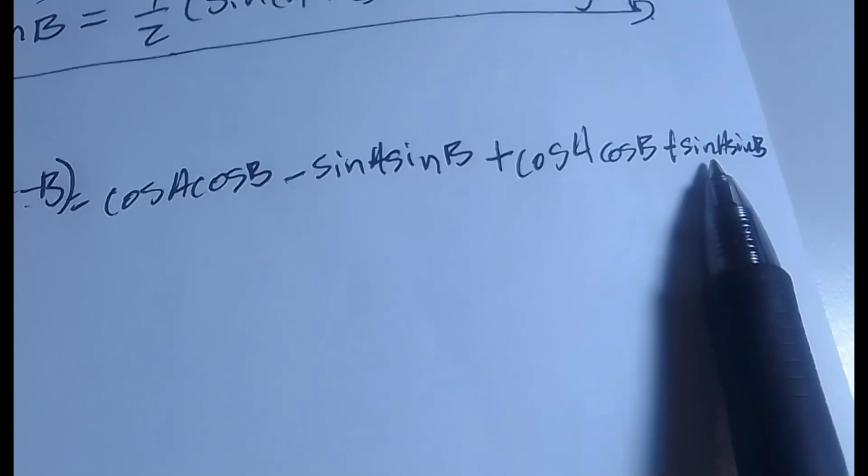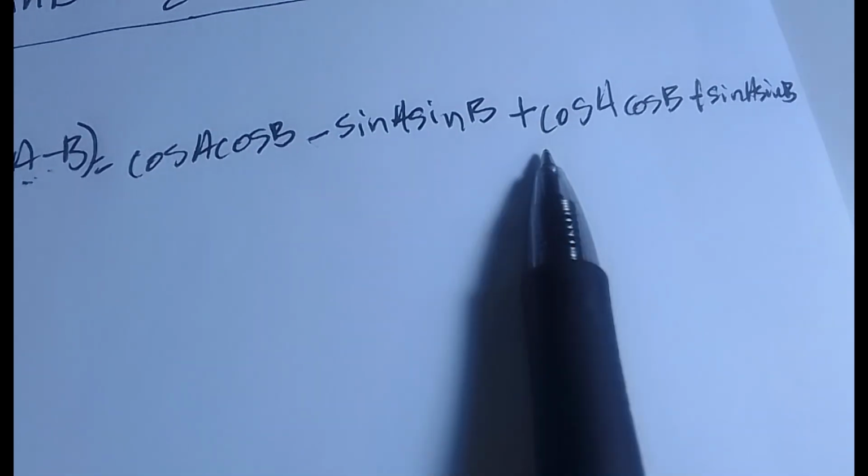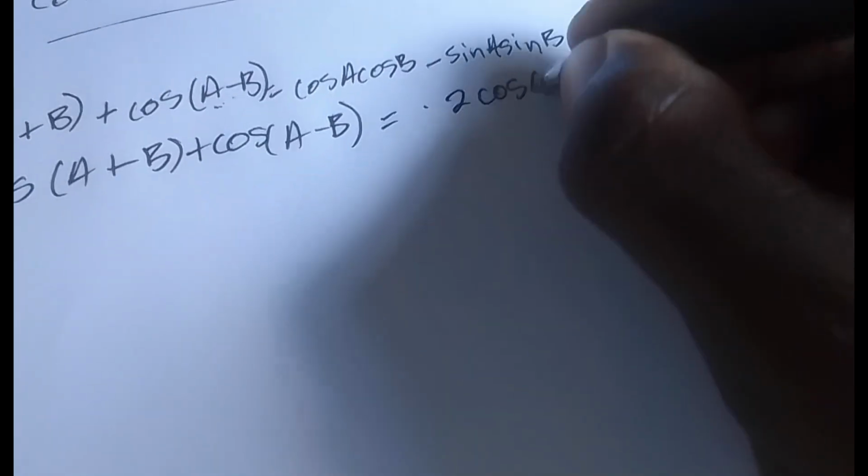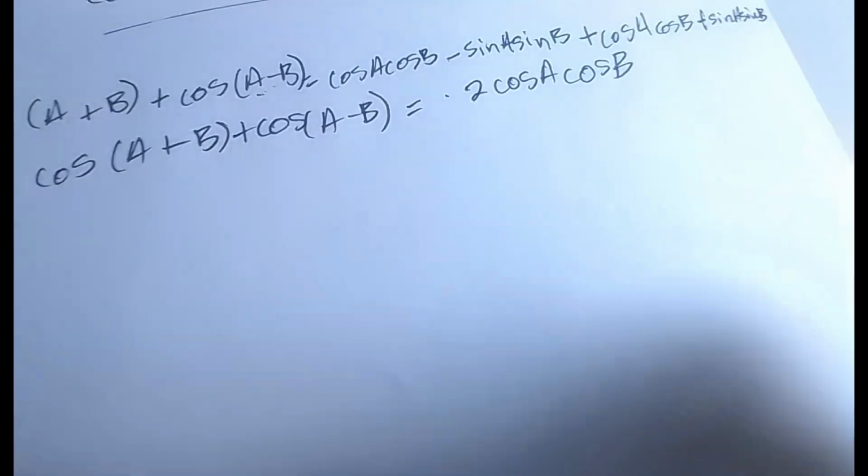Okay, now we have this. Notice the minus sine A sine B and the positive sine A sine B, they cancel out. You have cos A cos B, cos A cos B, they add, they give you 2 cos A cos B. Now we have cos A plus B plus cos A minus B is equal to 2 cos A cos B.